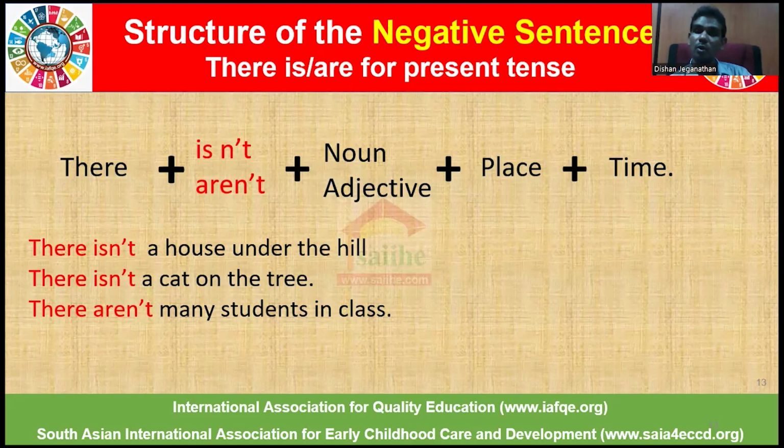So if you go through these examples here, it talks about the opposite of positive sentences. They do not exist. They are not in that particular place. The house is not under the hill. It is not there. The cat is not on the tree, isn't on the tree. So in negative sentences, we make use of not. It is always combined with is and are. So it goes as isn't and aren't.